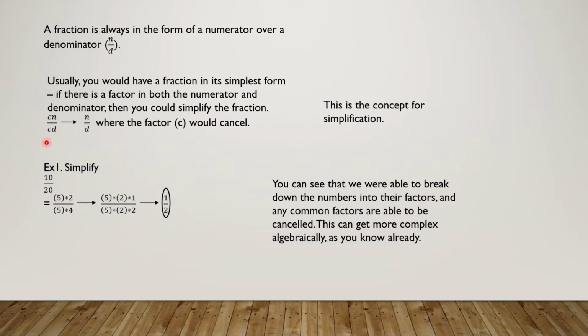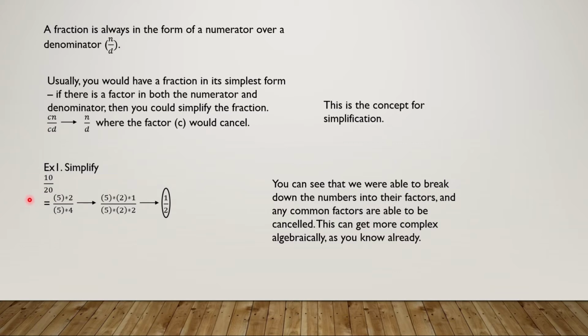So you can see over here, if you like seeing it in terms of a formula, the factor over here for the numerator is c, which is also the factor for the denominator, d. And when they have the same factor, what happens is that the factor cancels and allows for the fraction to become simplified. So over here, I have an example of, let's just say, 10/20.